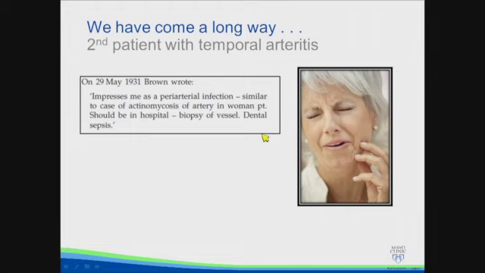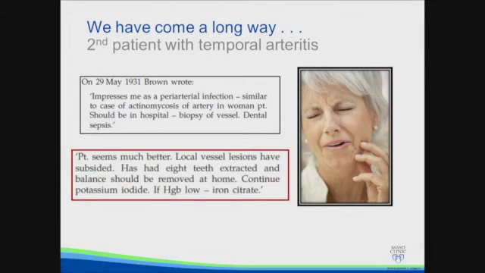So this is 1931. They said the patient looks better. They thought it was from her teeth. They pulled 8 teeth for this individual and said the rest of her teeth should be taken out when she goes home. And they gave her potassium iodide, which in those days was used for infections. So this is 1931, and we've, again, come a long way.